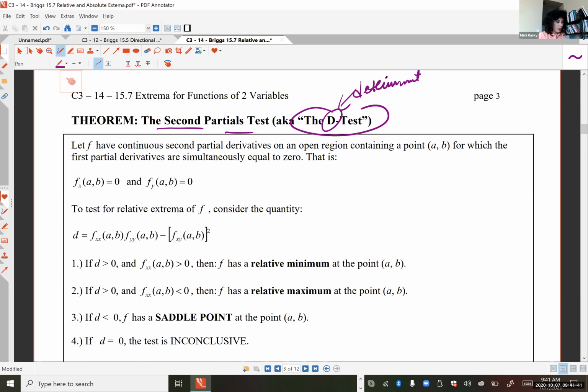So why do they call this the D test? D stands for determinant, and I'll show you why after I'm done with the theorem. So just remind me. And linear algebra people, pay attention. So you're going to have a function that you're trying to find your relative extrema for. And you find this point (a, b) where the partials are simultaneously equal to 0.